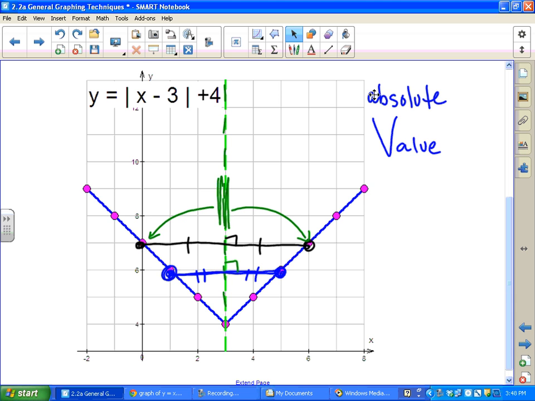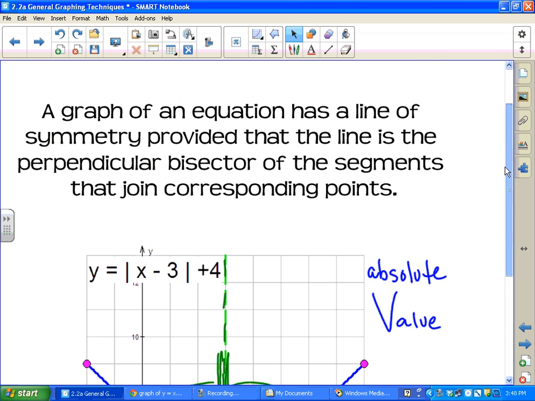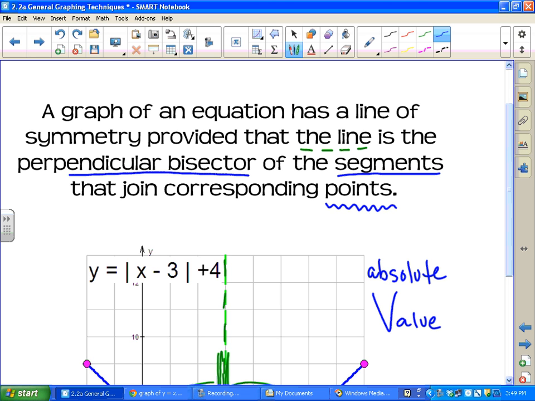So let me go back up to the definition and try to rephrase what it's telling you. It says a graph has a line of symmetry provided that the line, and the line we're talking about is the green dashed one, is the perpendicular bisector of the segments that join corresponding points. The corresponding points were the ones on the graph of y equals the absolute value of x minus 3 plus 4. And the segments, we connected the points, and it made a segment. They were perpendicular to the line of symmetry and equidistant.